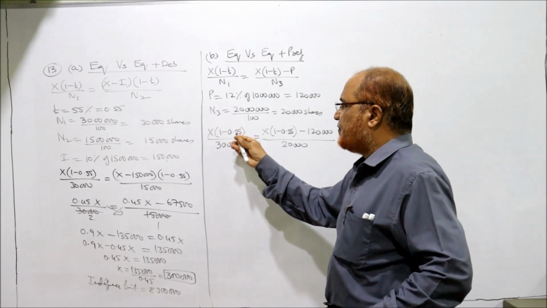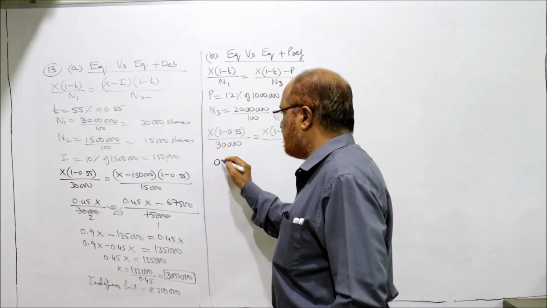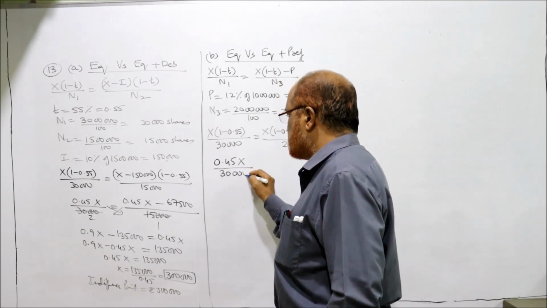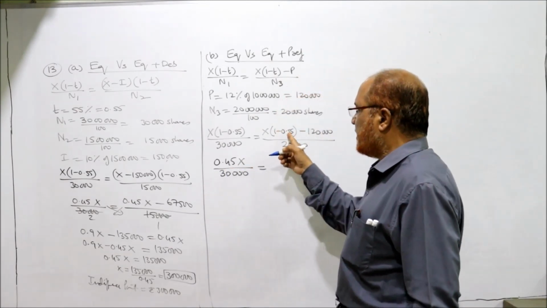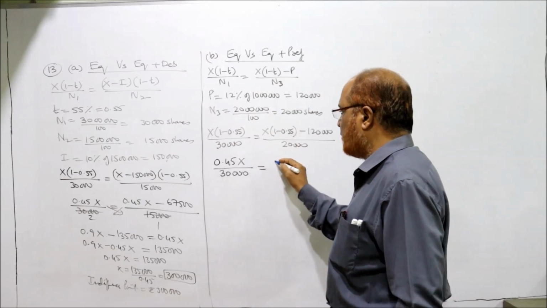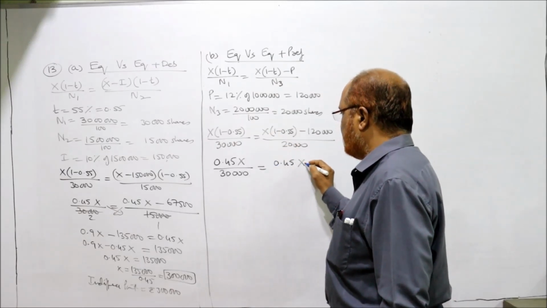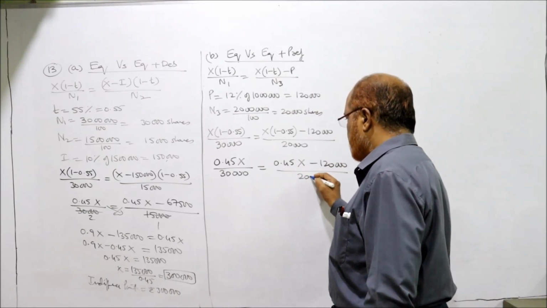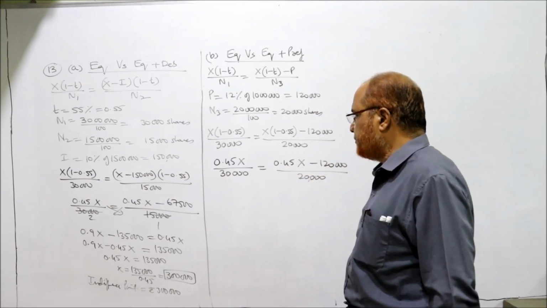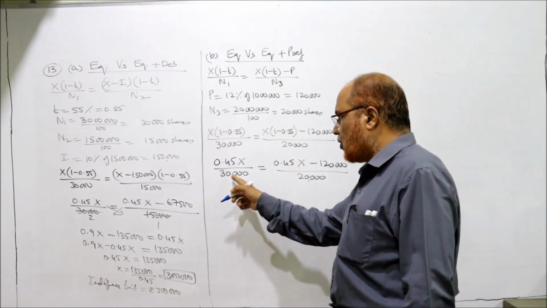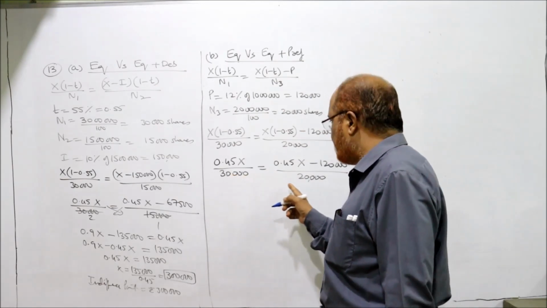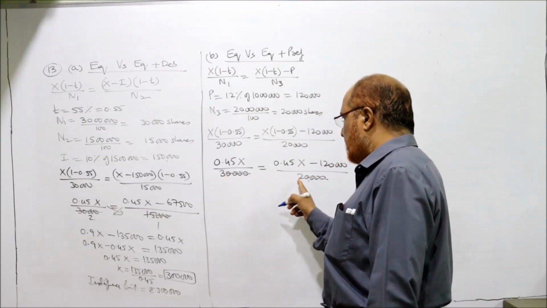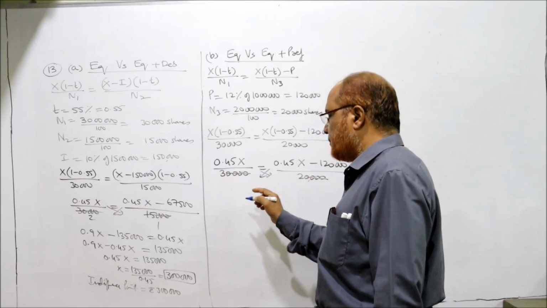So 1 minus 0.55 is 0.45. So 0.45x divided by 30,000 is equal to (1 minus 0.55) which is 0.45, so 0.45x minus 1,20,000 divided by 20,000. Now 4 zeros are there on LHS and 4 zeros on RHS. We cancel them, so here remains 3, here remains 2. Now we make a cross multiplication.